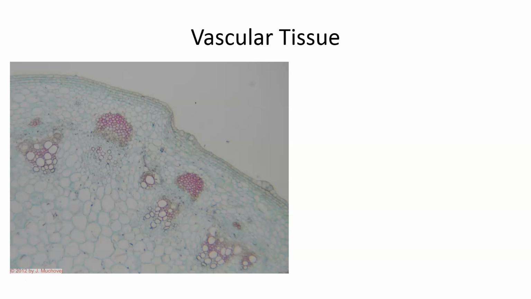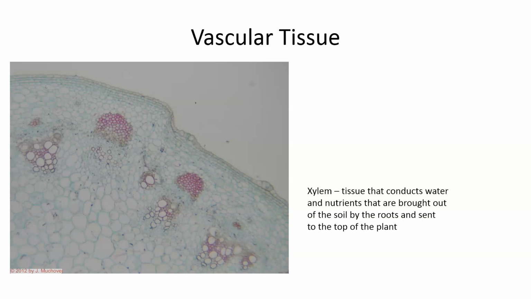We have vascular tissue. Vascular tissue said we're going to have transport. We have xylem. Xylem conducts water and nutrients that are brought out of the soil by the roots and sent to the top of the plant. Xylem is often found in these little bundles like this. They tend to be a little bit larger cells, and they transport material around.